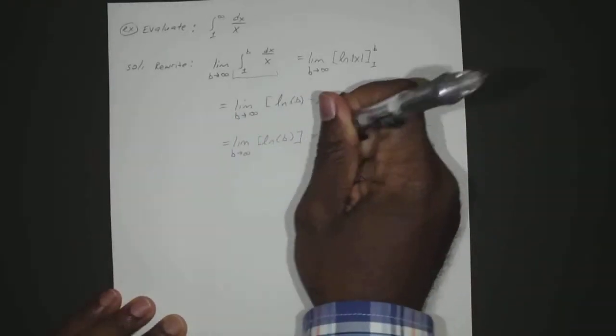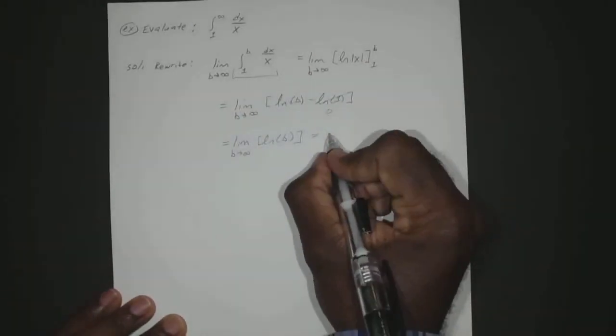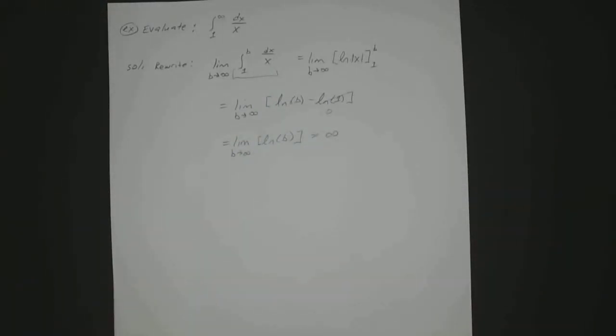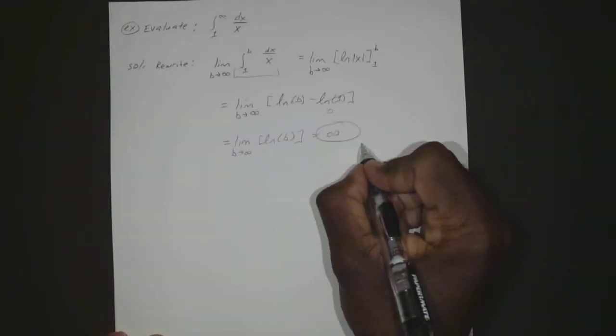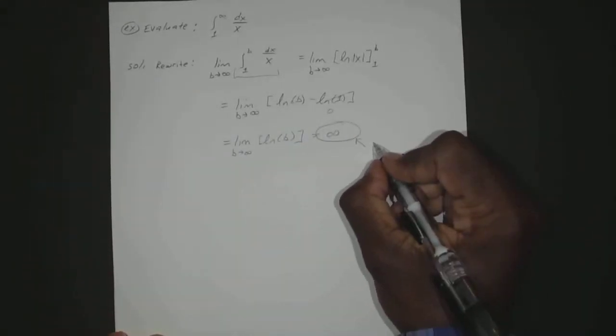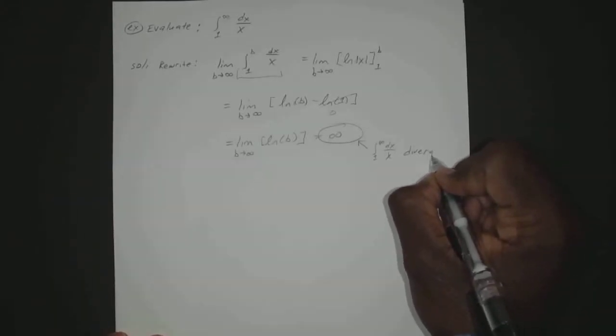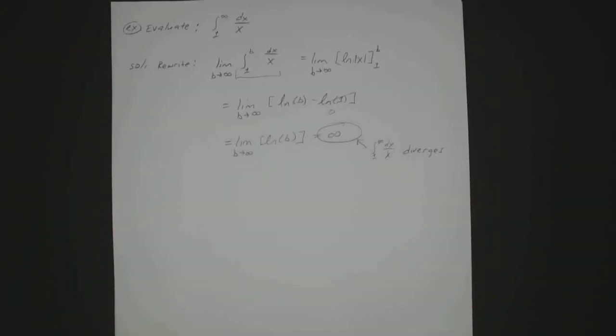I swear for some reason I cannot draw infinity without messing it up. There we go. Okay. So whenever it's infinite, you know it diverges. The integral from 1 to infinity of dx over x diverges. Should we specify which it diverges to, like negative or positive infinity? Only if it's multiple choice and that's one of the options. But most of the time, if it diverges, they just say it diverges.